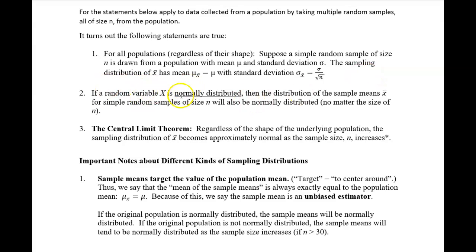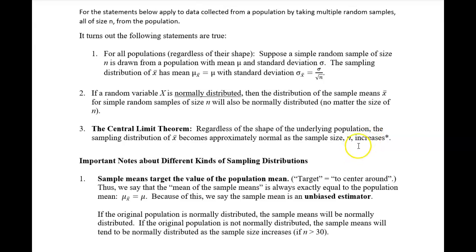So if the random variable you're asking about, how many hours you study, we'll use as an example, is normally distributed, then the distribution of the sample means is also normally distributed, no matter what the size of n. If n is large enough, it turns out the mean will be normally distributed anyway, even if the population didn't have a normally distributed variable. That's the central limit theorem: regardless of the shape of the underlying population, the sampling distribution of the mean of the sample, so you take the mean of all the different samples you took and you graph them, you get a bell-shaped curve. And it becomes approximately normal as the sample size increases.